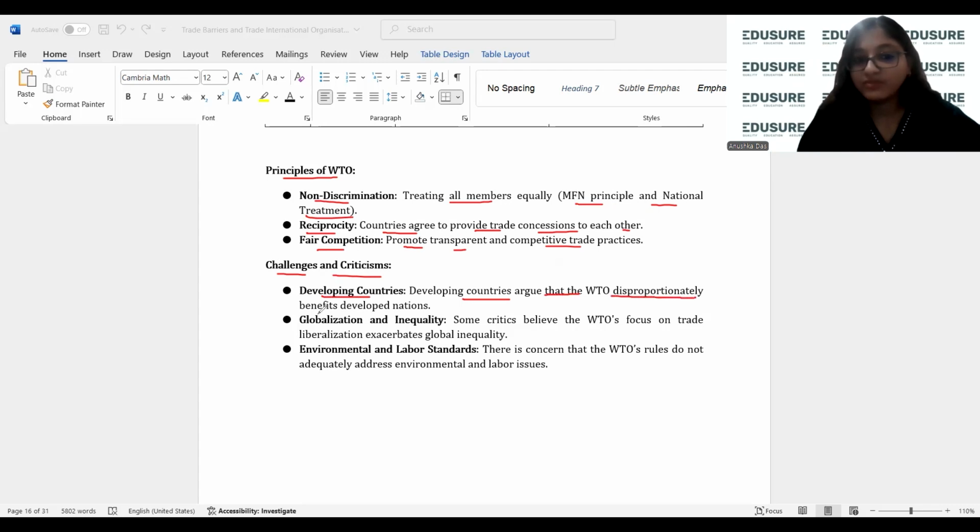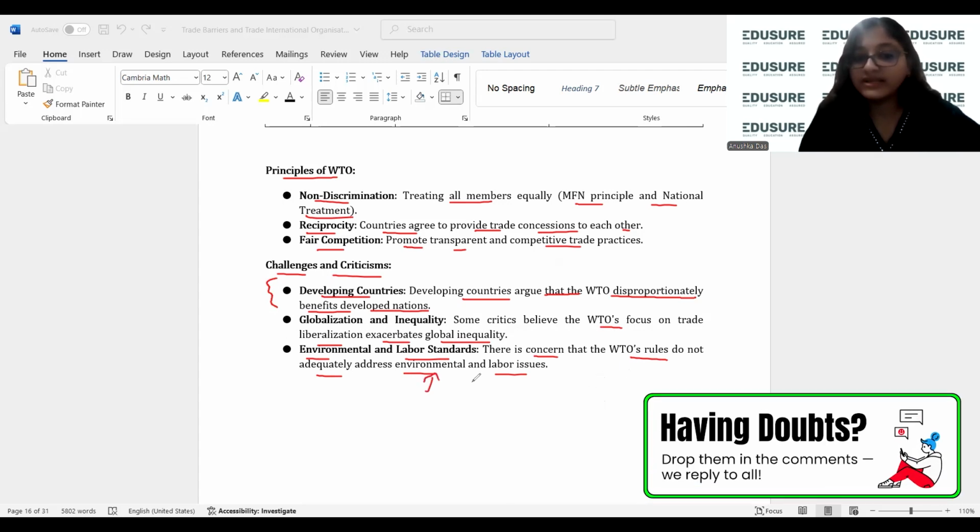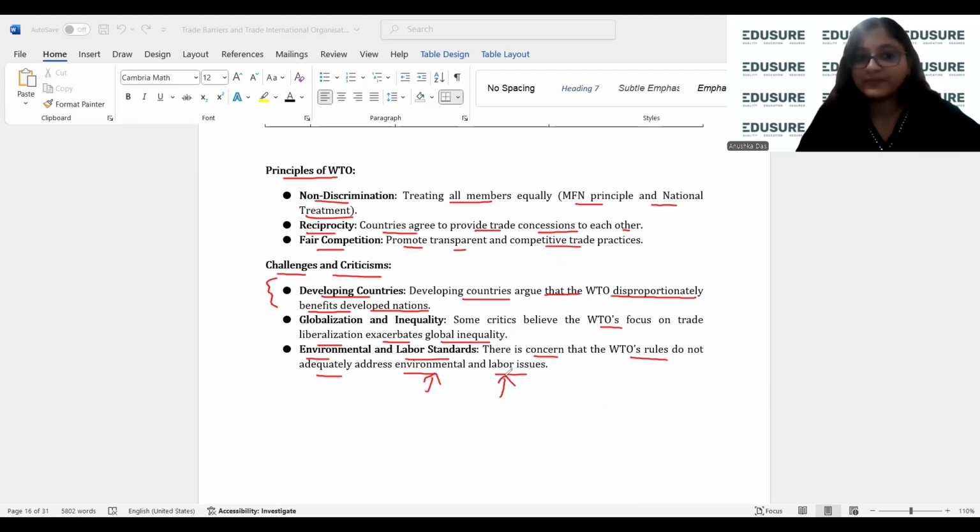Developing countries argue that WTO disproportionately benefits developed countries. They argue that the most favored nation clause is not holding true, and developed nations are getting more benefits than the developing nations from WTO. This was one of the criticisms. Second is globalization inequality. Some critics believe that WTO's focus on trade liberalization exacerbates global inequality. It promotes global inequality. And the third challenge is environmental and labor standards. This is a concern that WTO rules do not adequately address environmental and labor issues. So they have only postulated the standard rules that should be followed in international trade, and they have avoided the environmental and labor issue aspect of that. So these are certain challenges that WTO as an organization faces.